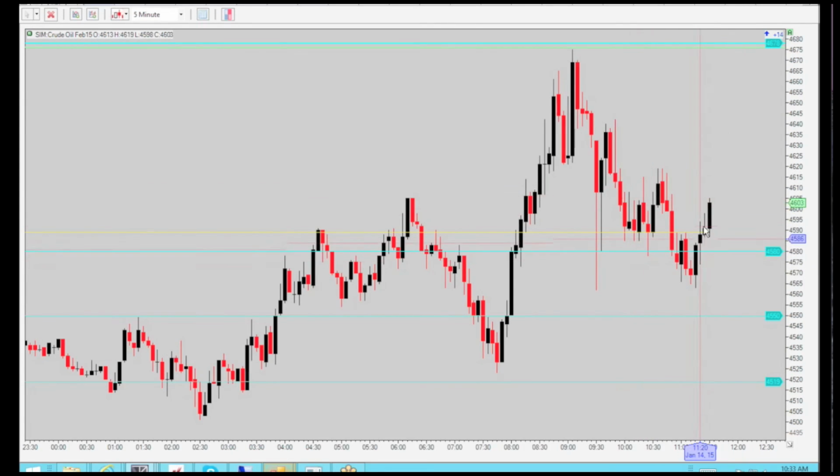But we've got kind of a predetermined level or predetermined range here. I wish we'd taken that trade live. Meant to do it, but that's what happens when you're training here.